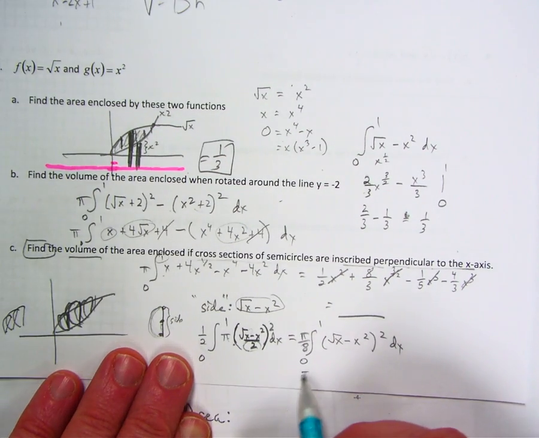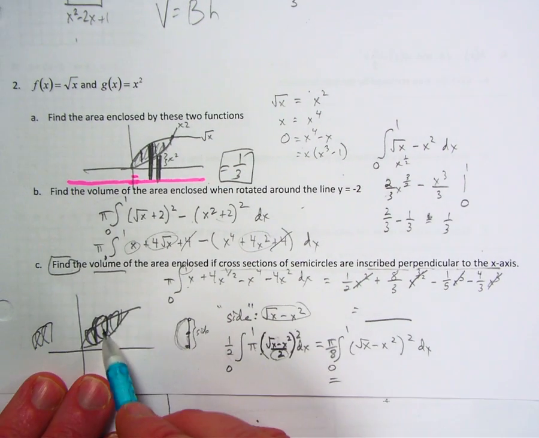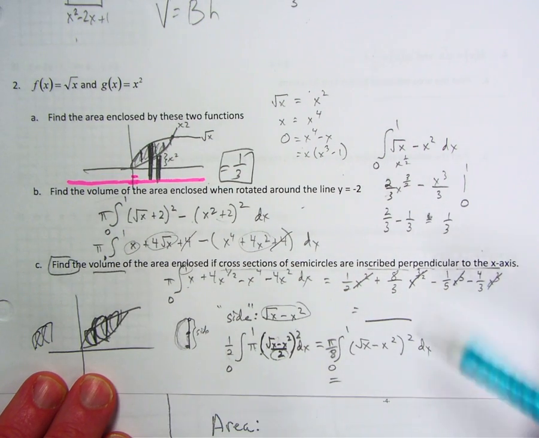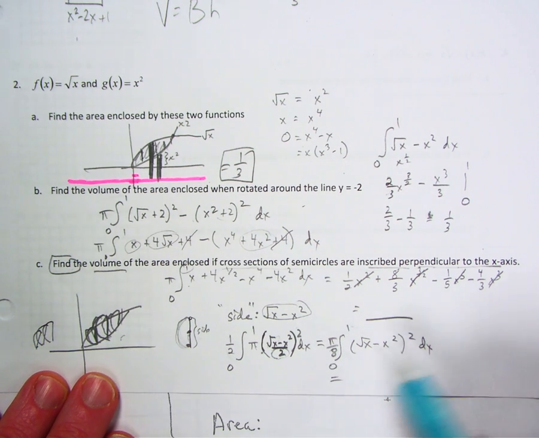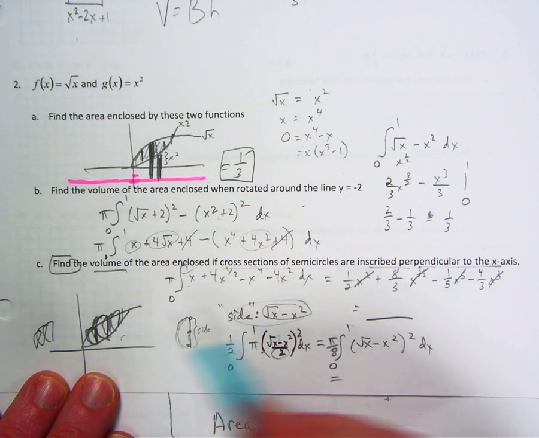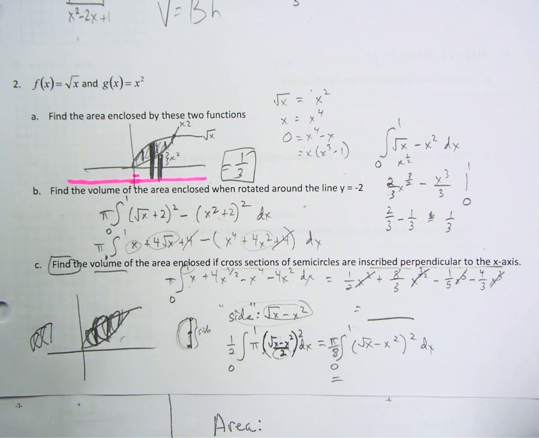Okay? So semicircles. If this would have said squares, you would use this side squared. We always want to find what is one side, and then we can go and use that in our formula.